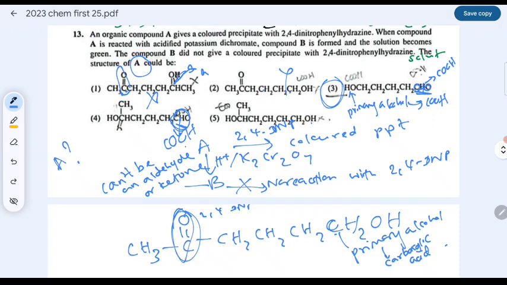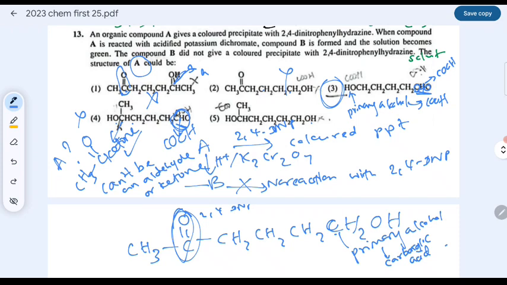COOH. Now here it contains CHOH and CH3. When this is oxidized, it gives what? COCH3. A ketone is given. Now this is compound B. So when B is reacted with 2,4-DNP, it gives a colored precipitate. Why? Because here a ketone is formed. So therefore the fourth is also not the answer.